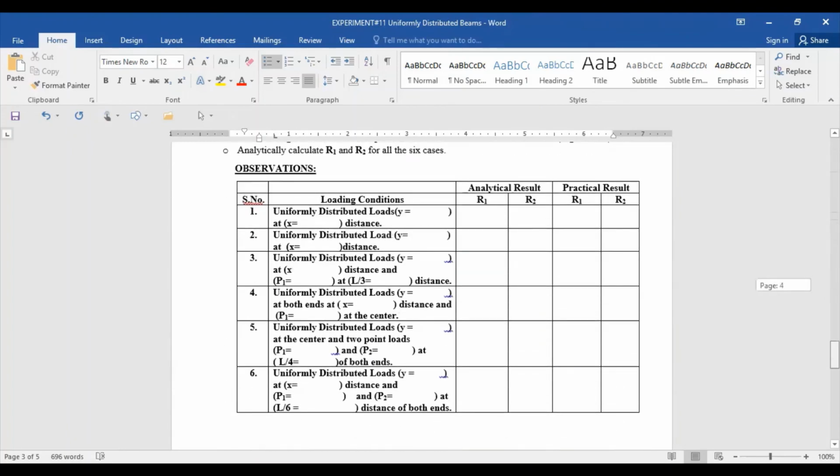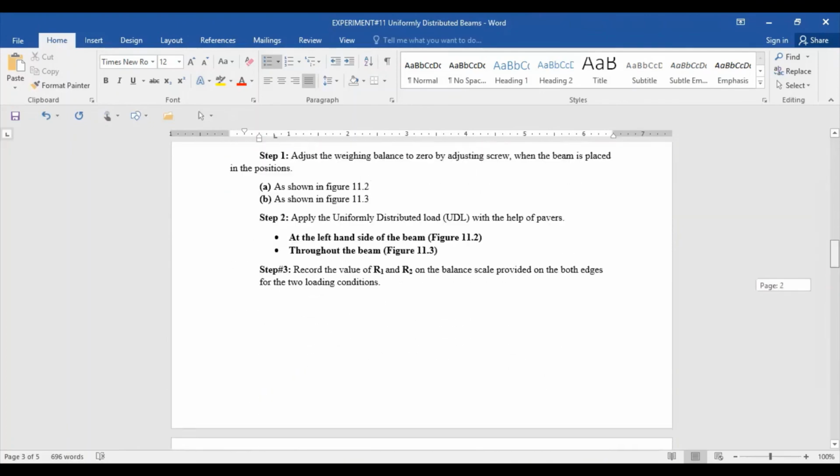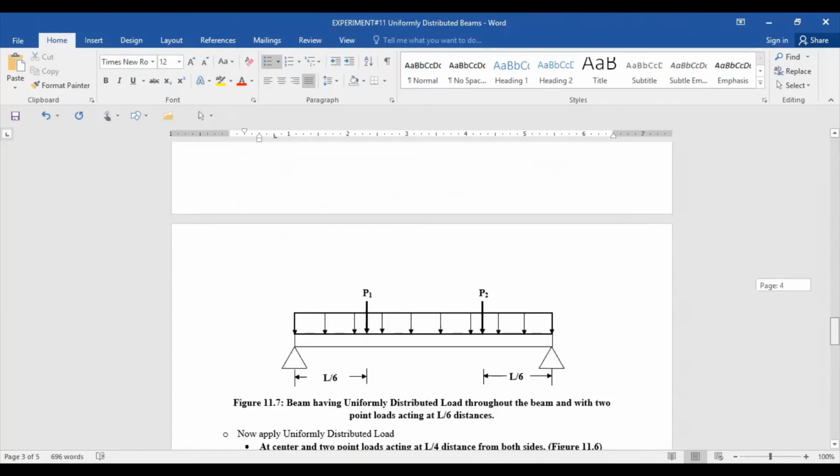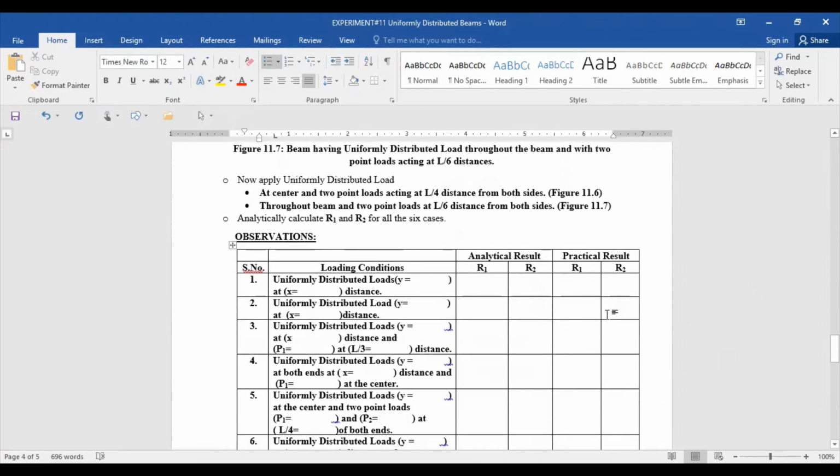This is experiment number 11. And if you want to add another column over here, percentage error, which we have taken in the truss apparatus or the simply supported beam where we were taking point loads, you can add it over here.